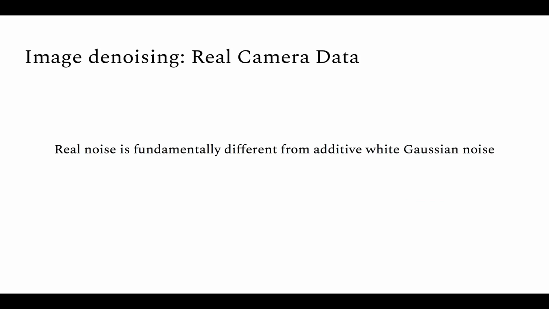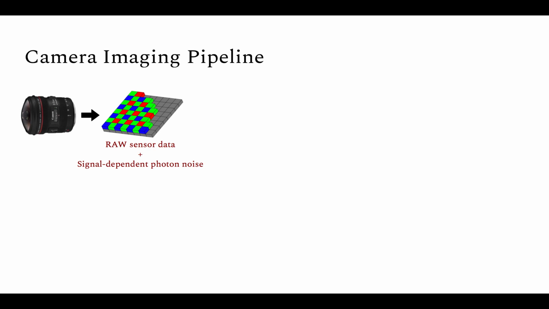The reason is that the real camera noise is fundamentally different from additive white Gaussian noise. At the camera sensor, we have signal-dependent photon noise. The effect of noise in raw sensor data is well understood, and therefore it is relatively easier to estimate a decent noise model with just a few parameters.